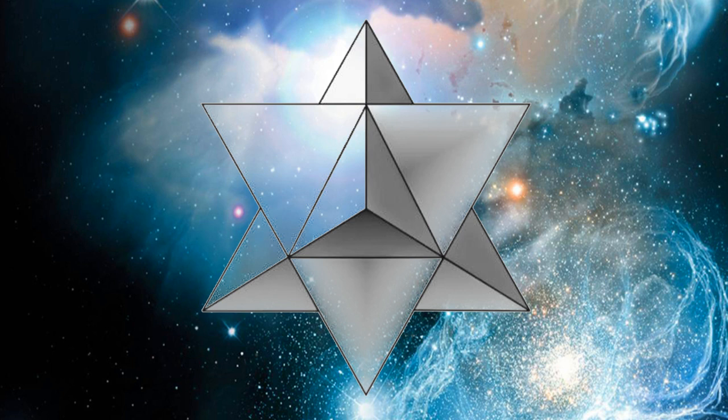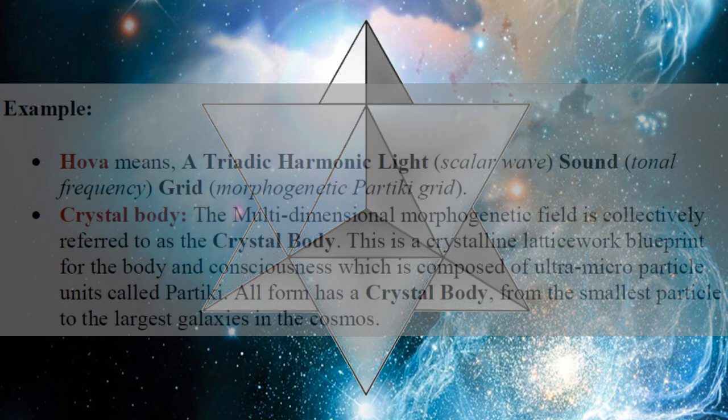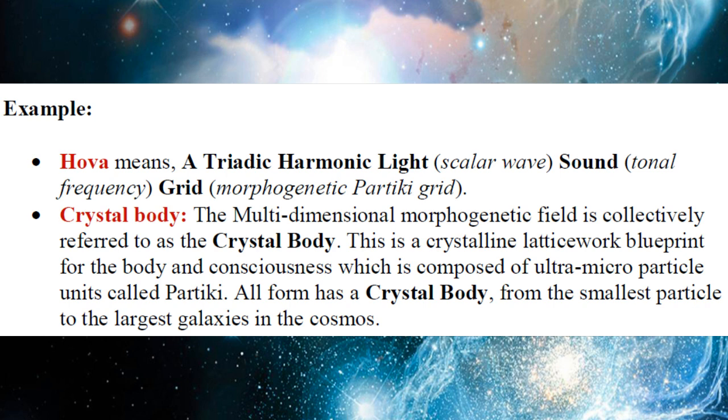So let's take a look at a couple of examples regarding the meaning of Huva and the meaning of crystal body. Huva means a triadic harmonic light sound grid. Let's break that down. It's a light and sound construct: light being scalar wave, sound being tonal frequency, and the grid being the morphogenic Partakai grid.